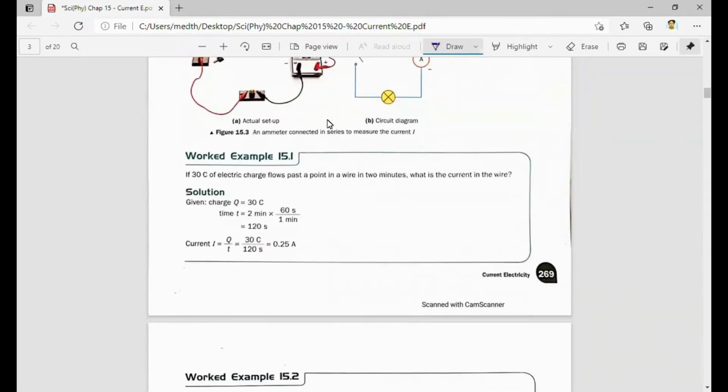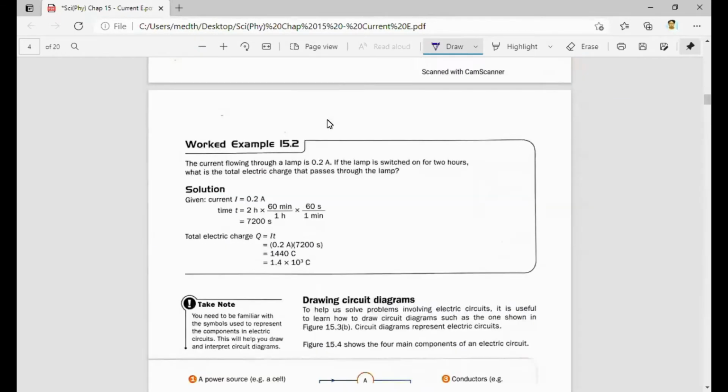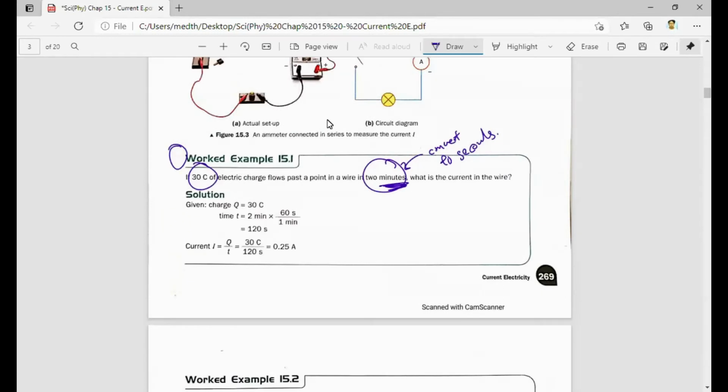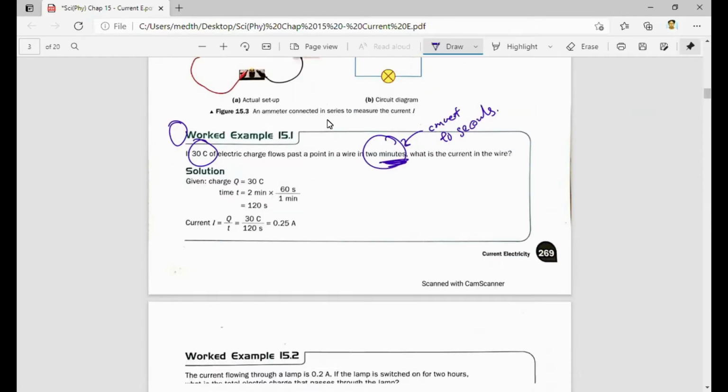A worked example, this is good for you to look at in terms of how to calculate current. So Coulomb, 2 minutes, take note, let's convert to seconds. I will not go into further details. You can see the solution. 15.2 is another one for you to look through. In terms of applying the formula, it's actually not too difficult, especially for combined science. It's quite direct most of the time.